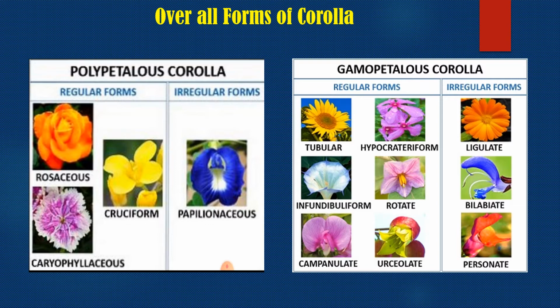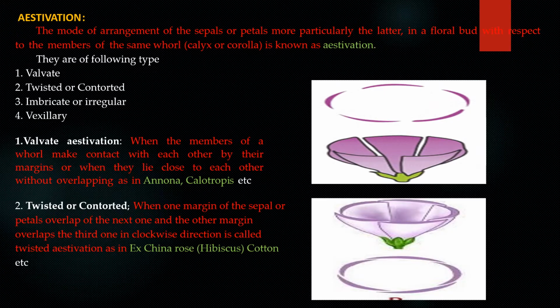So this is a slide of overall forms of the corolla, polypetalous corolla and the gamopetalous corolla, where you have regular forms like that of rosaceous, cruciform, and caryophyllaceous. And in irregular form, we have the papilionaceous corolla. Under the gamopetalous corolla, under the regular forms, we have tubular, hypocrateriform, the infundibuliform, the rotate, the campanulate, as well as lanceolate. Whereas under the irregular, we have ligulate, bilabiate, as well as a personate corolla. So this is the overall forms of corolla we do find in case of angiospermic plants.